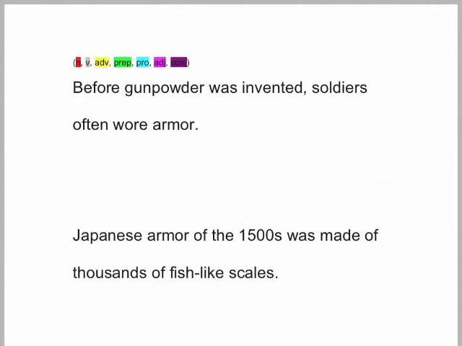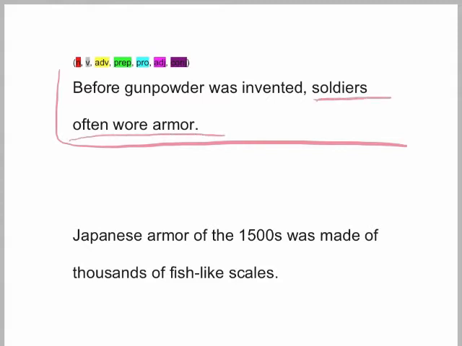Okay, it's really important to make sure you know what your subject and your verb are going to be in your sentence. So in this first sentence right here, "Before gunpowder was invented, soldiers often wore armor." You're going to first find your independent clause. So right here, "soldiers often wore armor" is the one part of the sentence that could be a sentence all by itself, which is an independent clause.